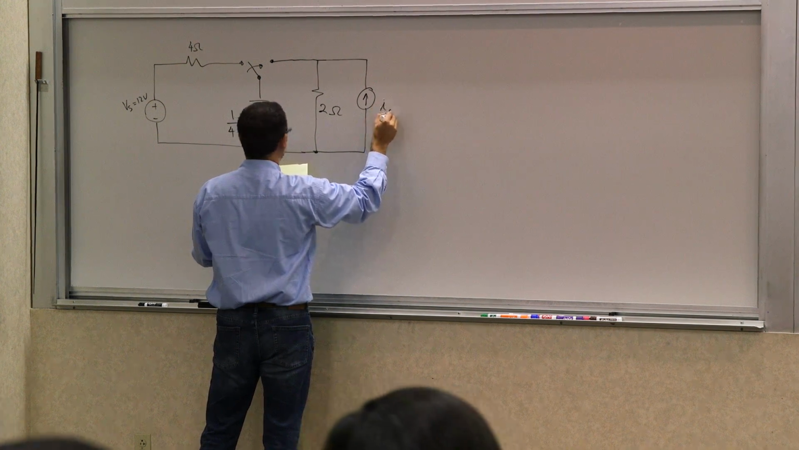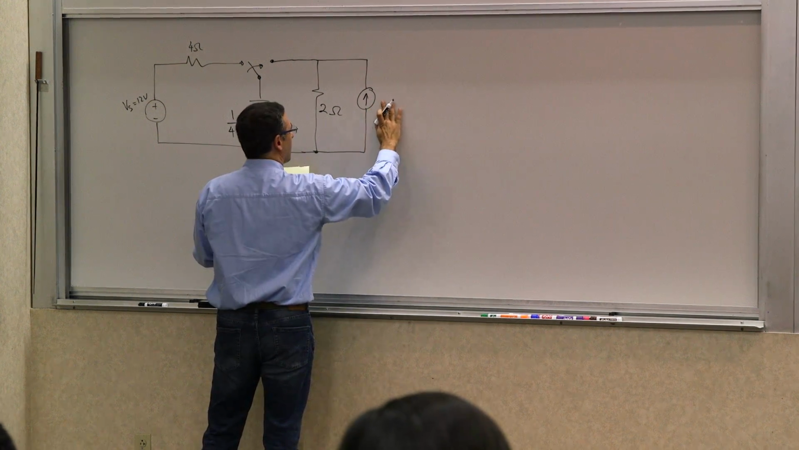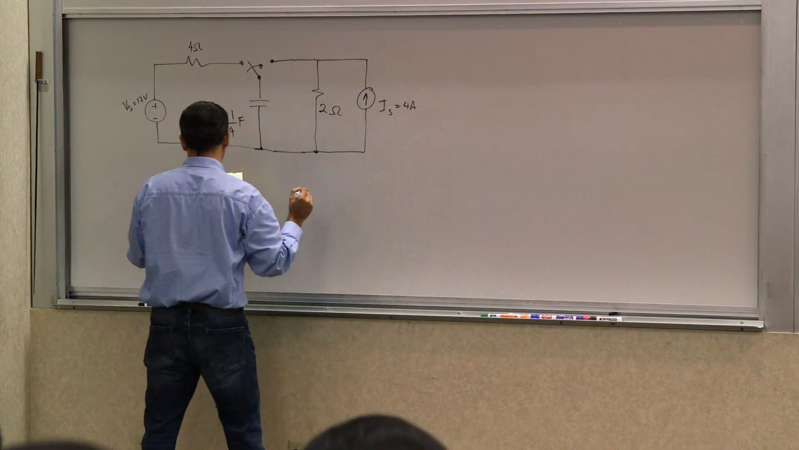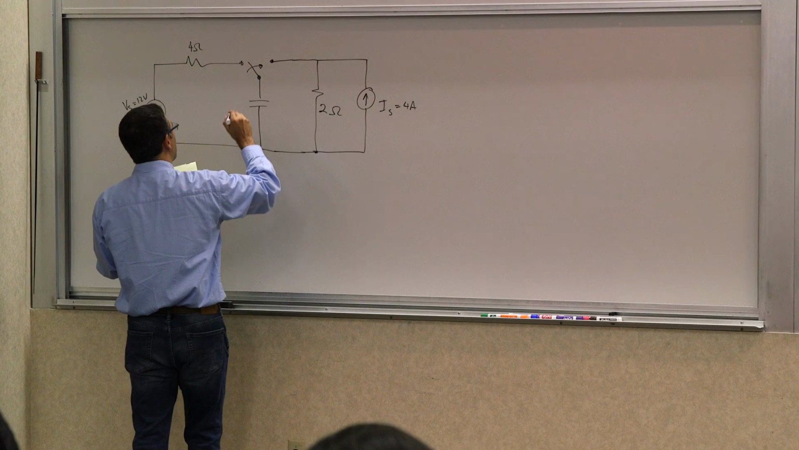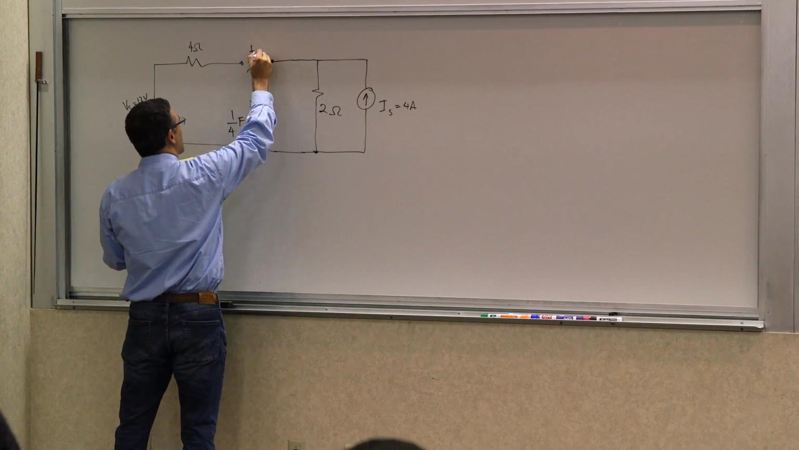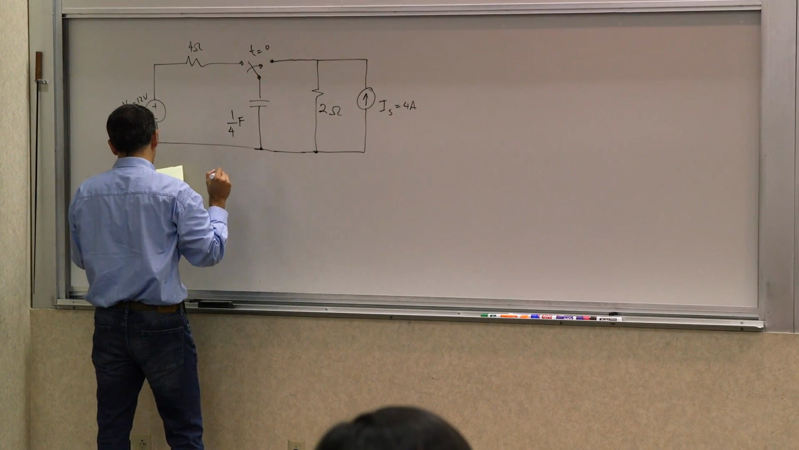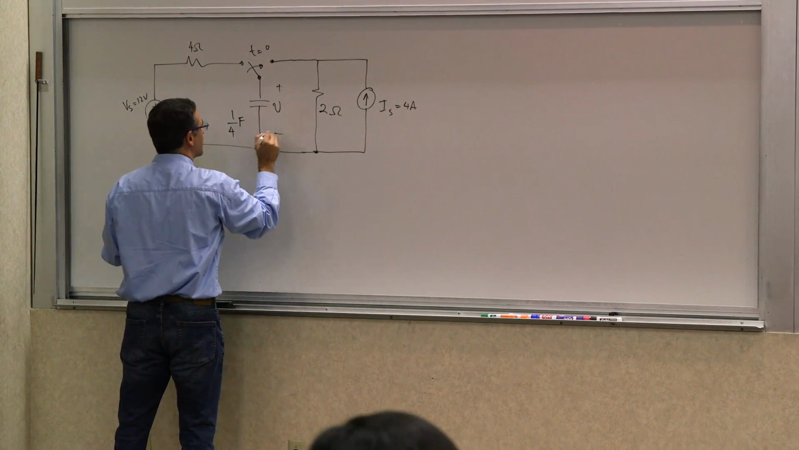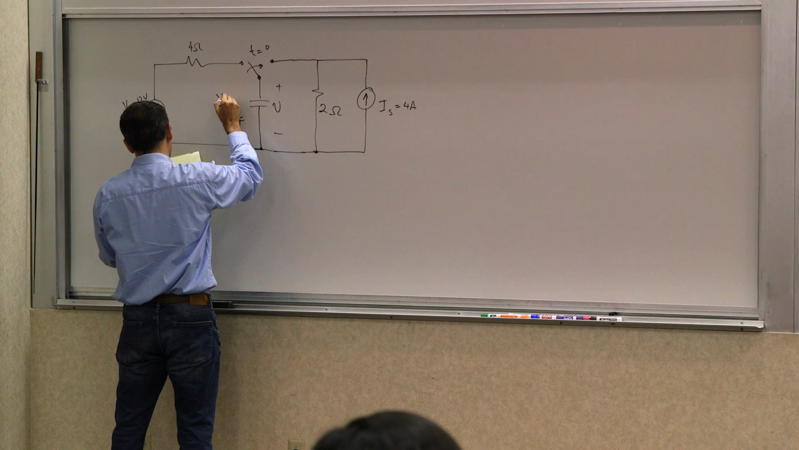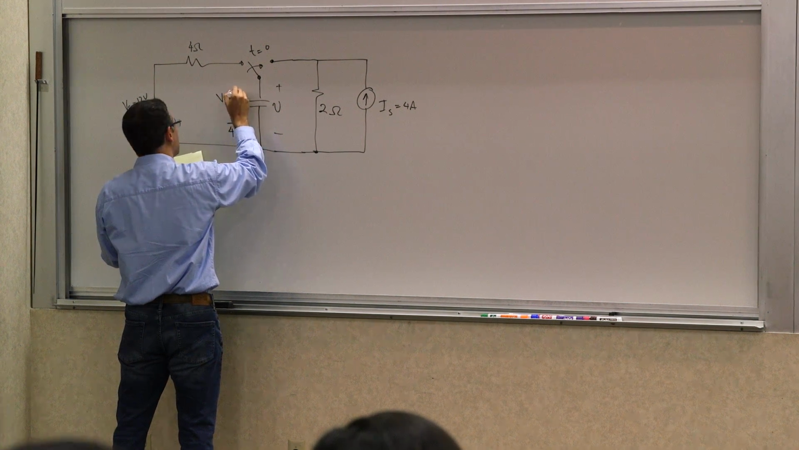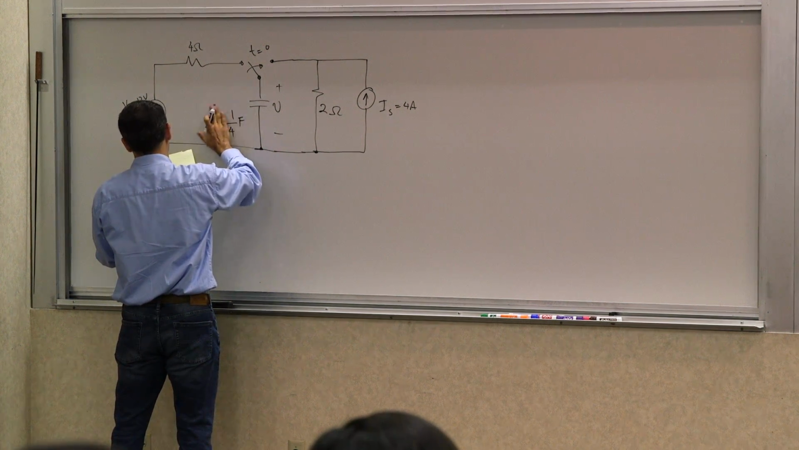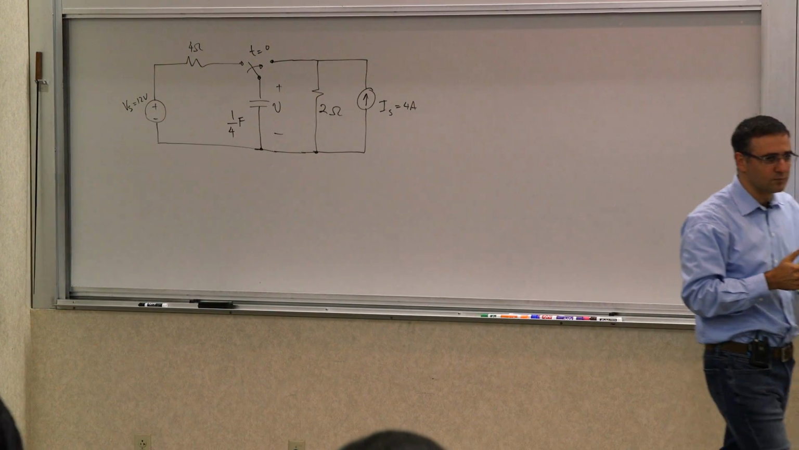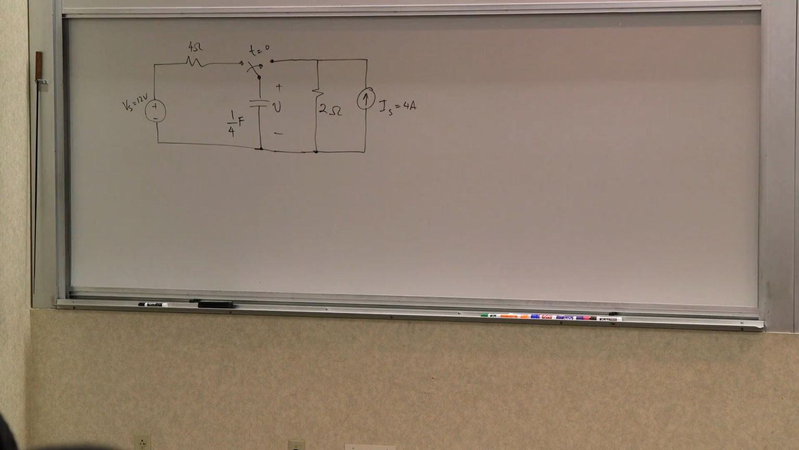And this is Is of 4 amps. And this switch switches from this side to that side at t equals 0. And the question is, what is the voltage across this capacitor? And the initial voltage, V0, at time t equals 0, well, we need to find that. All right, so this is what we are trying to solve.